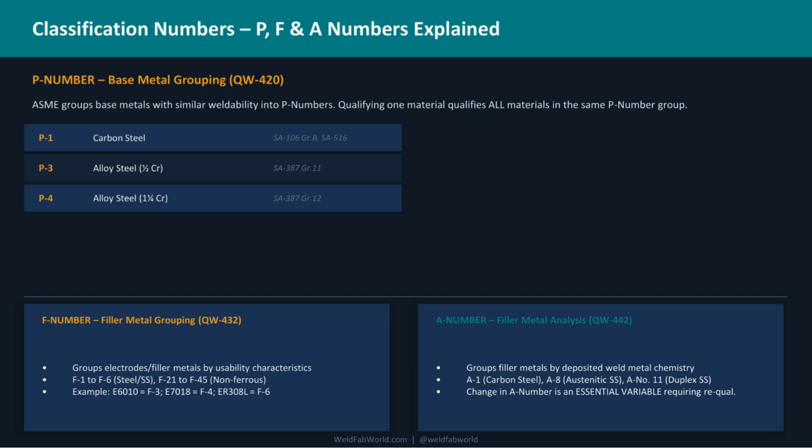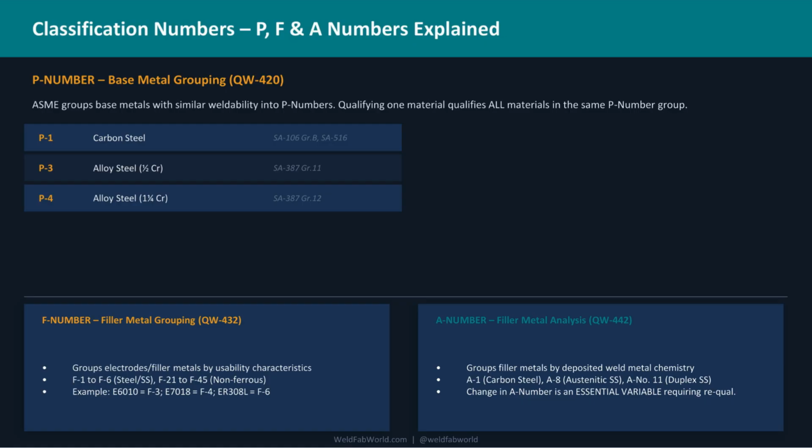P3, low alloy, 1/2 Cr, SA 387 grade 11. P4, 1 1/4 Cr steels, SA 387 grade 12. P5A, 2 1/4 Cr steels, SA 387 grade 22. Common in high temperature service. P-8, austenitic stainless, 304, 316 series. P10H, duplex stainless steel. So if you qualify with SA 106 grade B, P1, that same WPS covers SA 516 grade 70, also P1. No extra test. Huge time and cost saver.